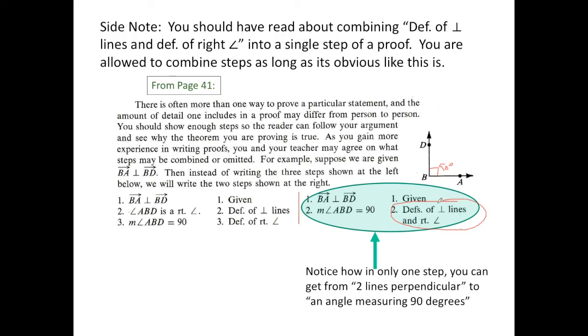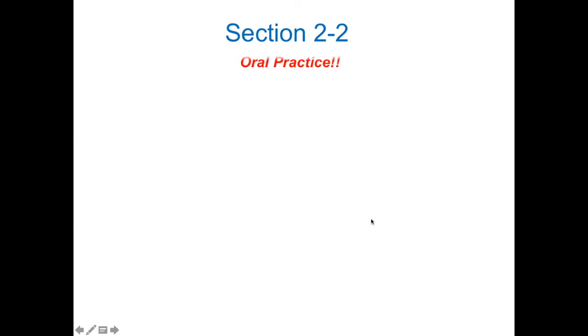By just knowing that we are using 2 reasons to get from perpendicular lines to 90 degrees. Okay, and that's it, right? I'm not going to lecture about that anymore, so hopefully you're sick of it now, and you'll just start doing it and get it good to go in the future. All right, so we're done with theorems, and proofs and postulates. Just oral practice for a minute, and then you'll go into your homework after this.